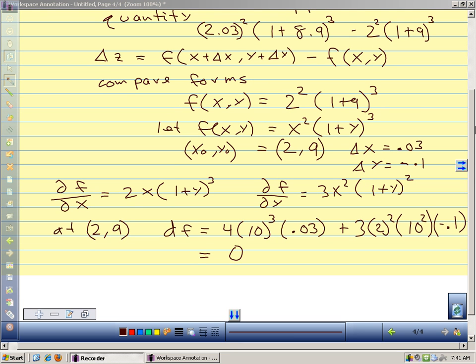Where are you getting the tens? 1 plus y. Oh, y is 9. So 1 plus 9 gives me my 10.